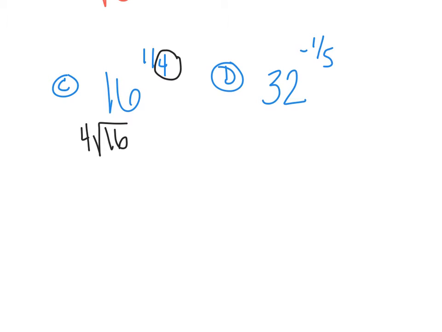So C, I said this is the 4th root of 16 because the root's on the bottom. And the 4th root of 16, I need 4 numbers that multiply to 16. Hopefully you just said 2.